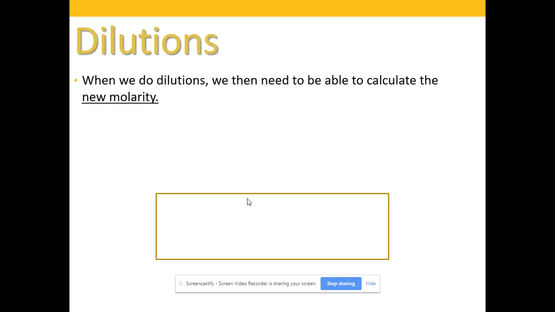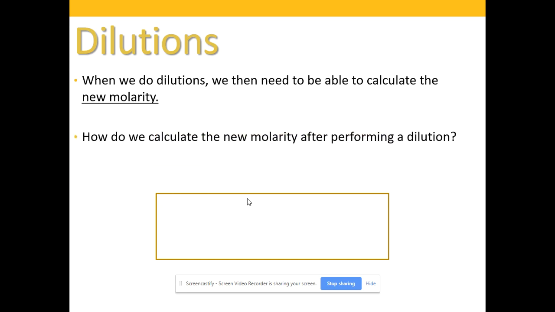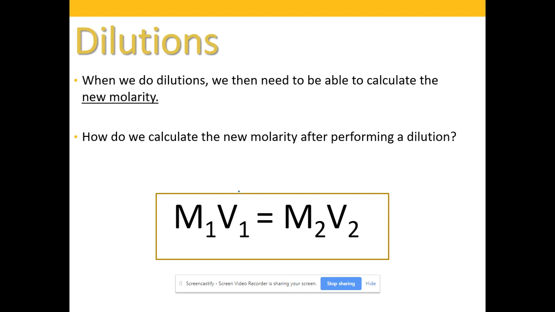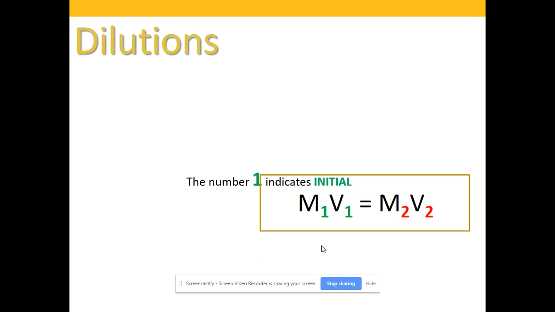When we do dilutions, we need to be able to calculate the new concentration or the new molarity of our solution. To do that, we use the equation M1V1 equals M2V2. You can also sometimes see this written as MIVI equals MFVF. Now, what do these variables stand for?